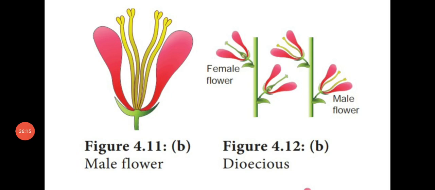So dear students, with the help of the diagram, we have seen what is male flower, what is female flower, what is bisexual flower, and what is unisexual flower. Dear students, I hope we all understood mixed type of inflorescence, special type of inflorescence, and different types of flower based upon the presence or absence of sex organ.